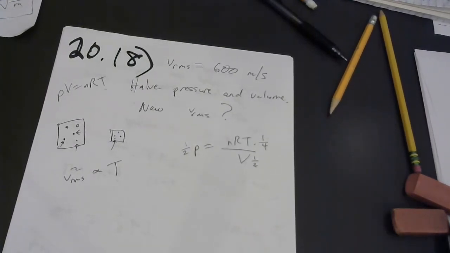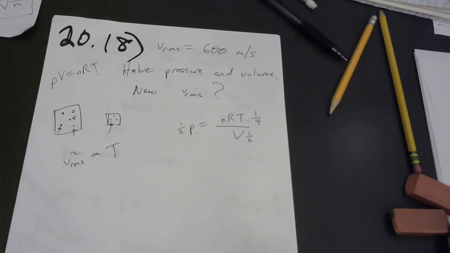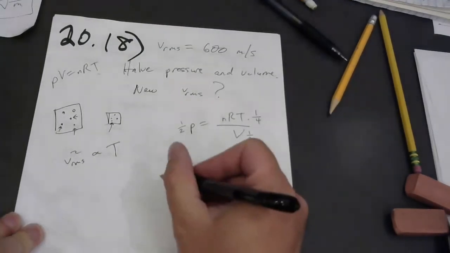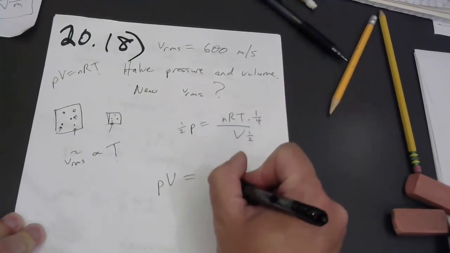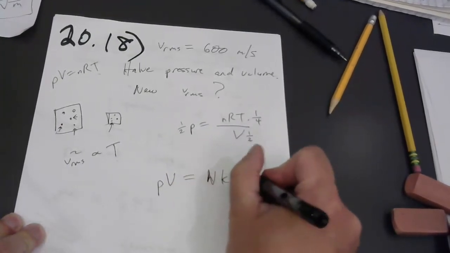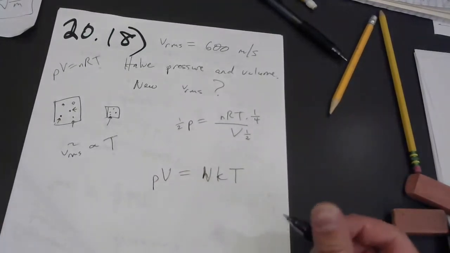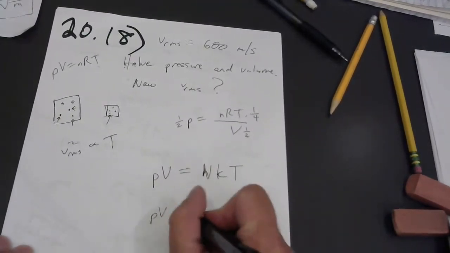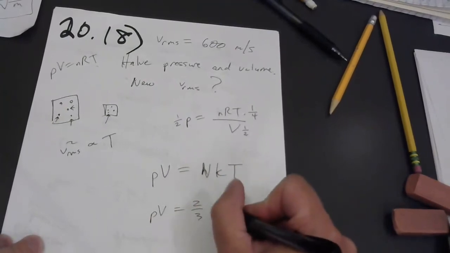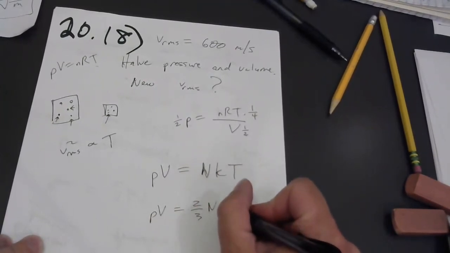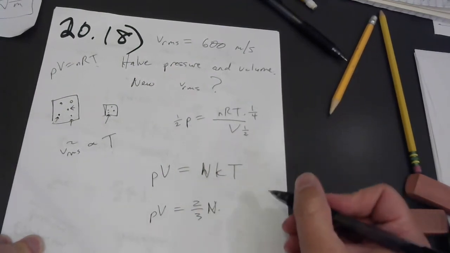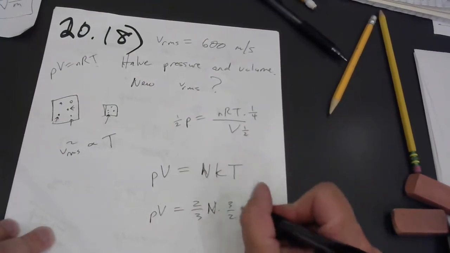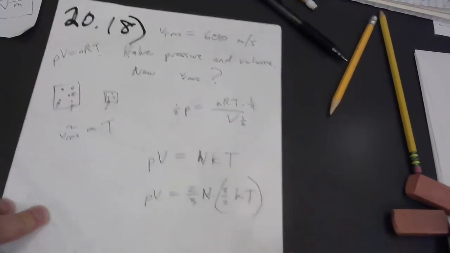But let's do this a little more formally. Yeah, but not that much more formally. I'll go with PV equals NKT, which I can write as 2/3 N times 3/2 KT. That's why I chose to do that, right?